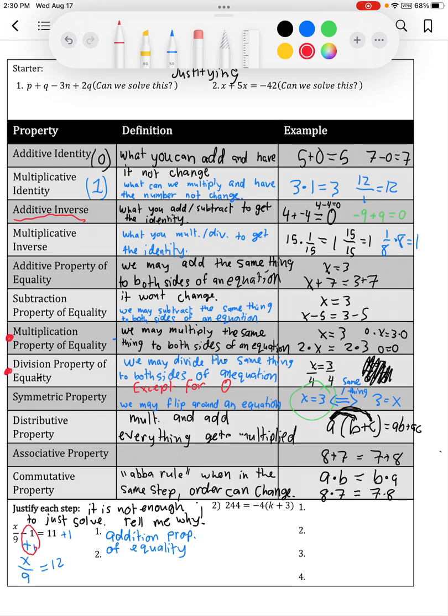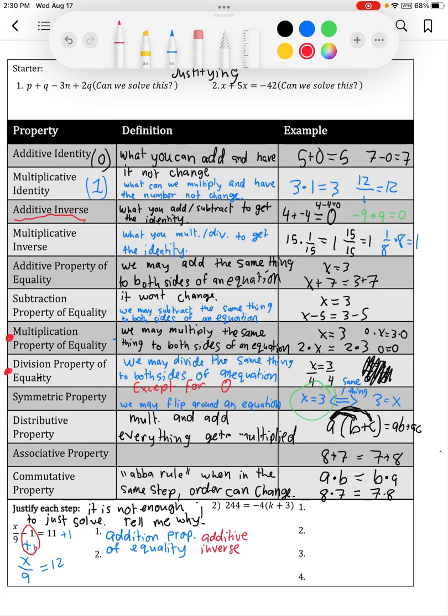So another correct way of answering this particular problem would be additive inverse. Do you have to write both of them? No, but I'm a math teacher and I don't mind doing extra work, so I did. Let's go ahead and do the next step.